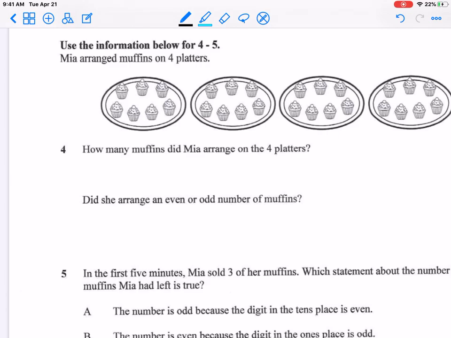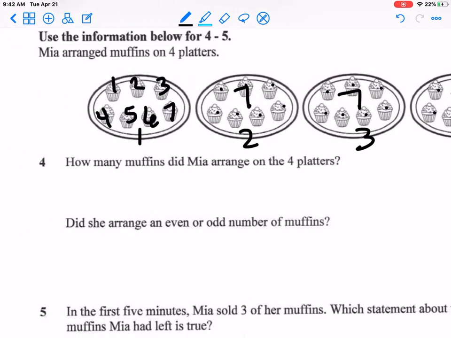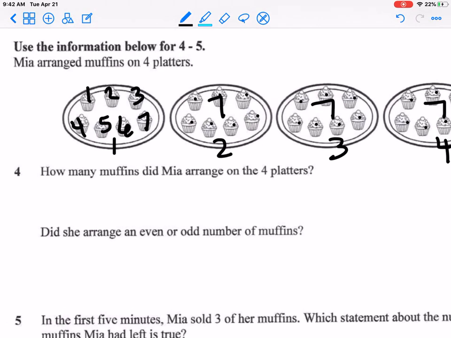Let's analyze our information. I have 1, 2, 3, 4 platters. How many muffins did she arrange on each platter? Let me count. 1, 2, 3, 4, 5, 6, 7. Are they all the same? Yes. 7 on each platter. Okay. How can I use that information to solve for question number 4?